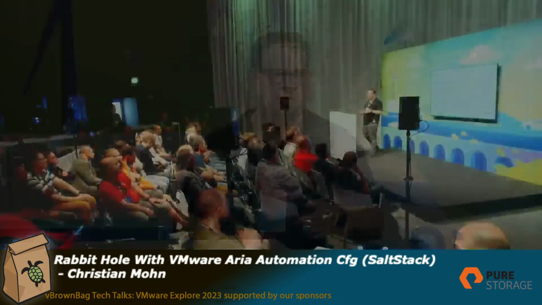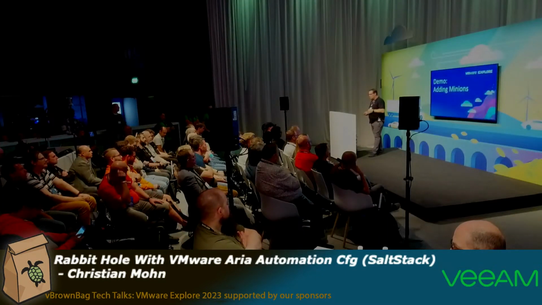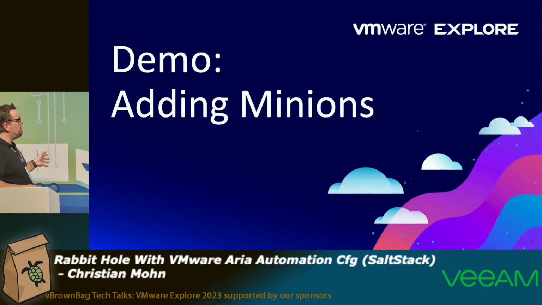So which version is 8.14 translated to Salt 3006 or whatever? It gets messy quite quickly. So, quick demo, how you add a minion.